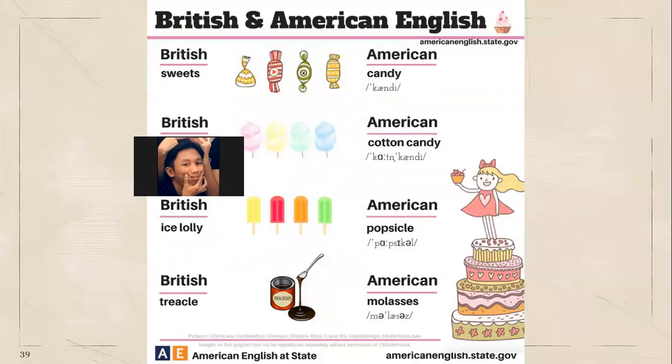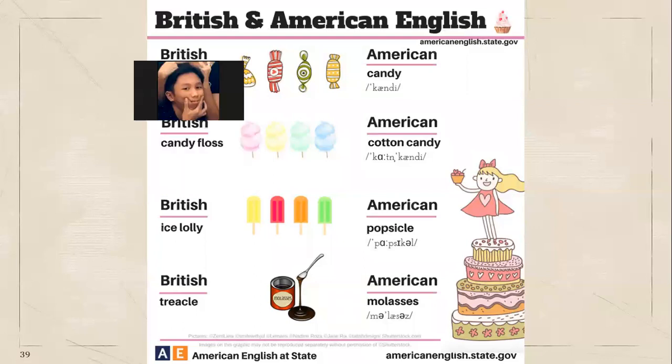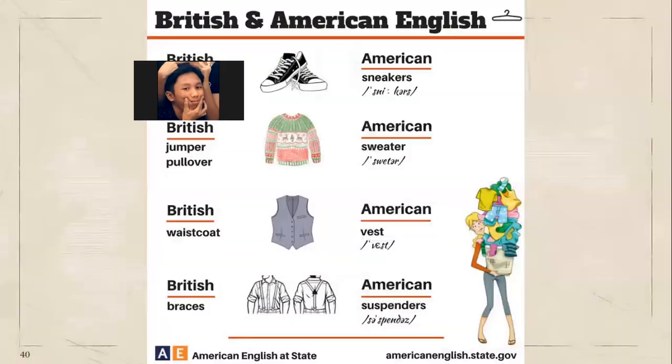Here's more. Candies, for us, candies. American, it's also candies. In British, it's sweets. Cotton candy for us is cotton candy also in America. But in British English, it's different. It's candy floss. And you can find other variations of words in British and American English, even in Filipino English.